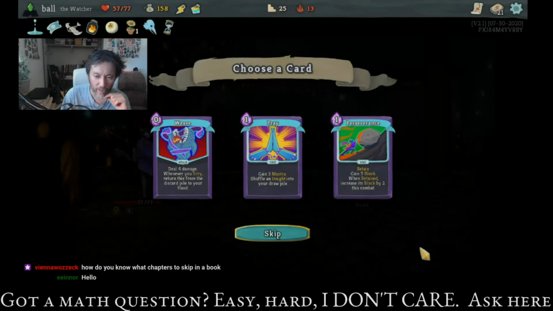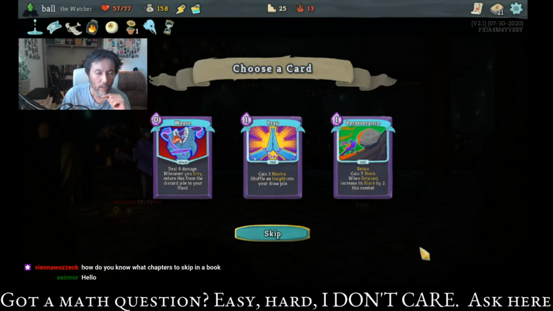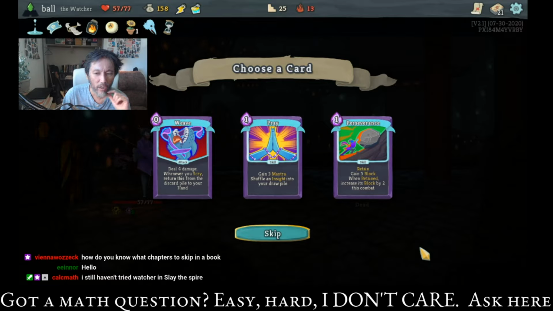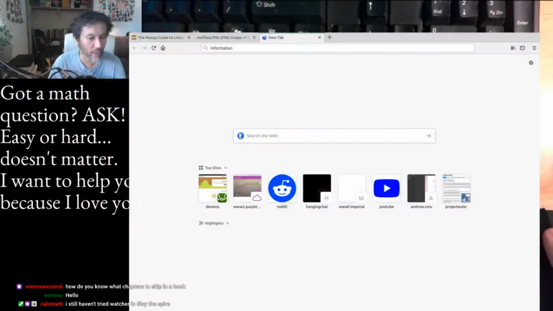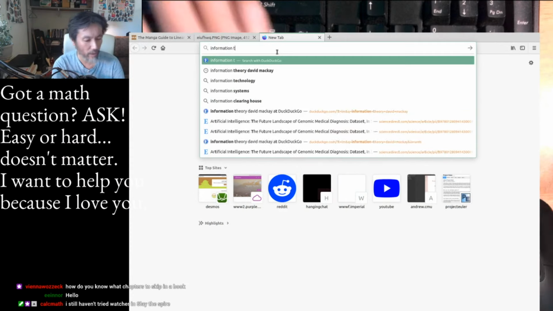How do you know what chapters to skip in a book? Well, for example, sometimes, not always, a book will tell you chapters that you can legitimately skip in a course. A really good example that we looked at recently was David McKay's information theory book. In it, he gives you a big, long flow chart of what you can skip, or the dependencies, as he called it.